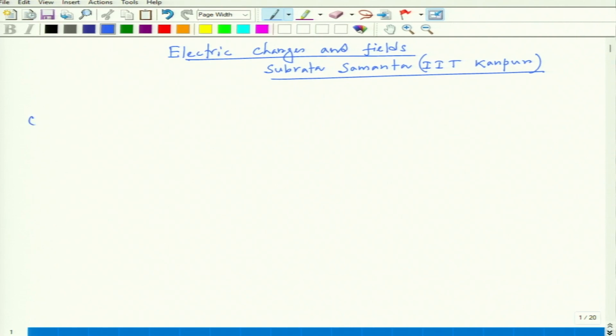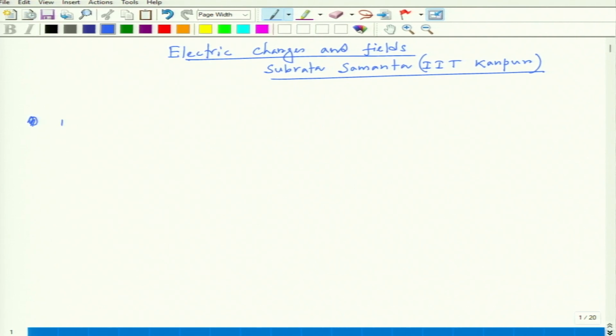So, in the previous class, I discussed the electric dipole in a uniform external electric field, and we calculated the potential energy of a dipole in an external field. Let us first summarize what we got in the previous class.